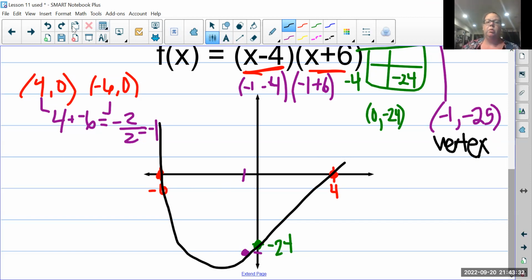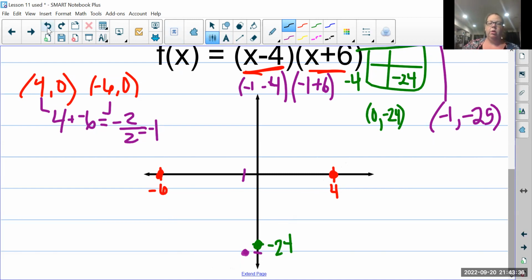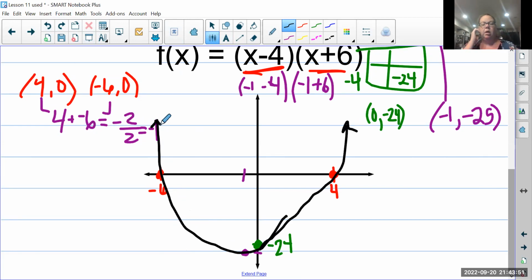So when I go to graph this, I need to make sure that when I draw that U, the lowest point is on that purple dot, the one that I have. So it's going to draw like this and then come back up like that. It should be a better U than that, but I'm using my mouse. All right, so it should be a pretty symmetrical U. This was not a very good U.